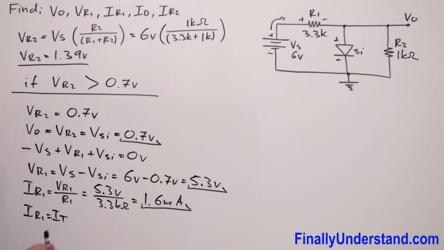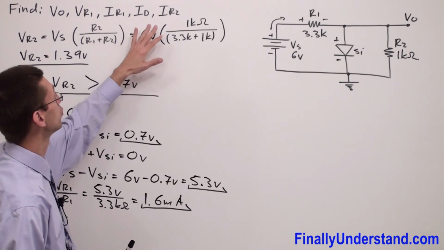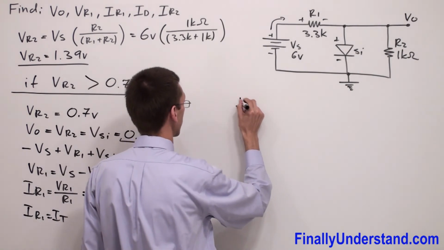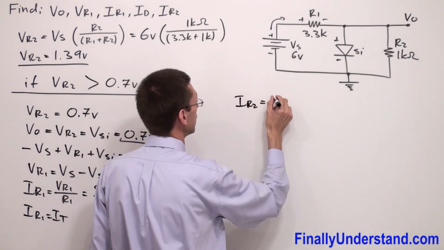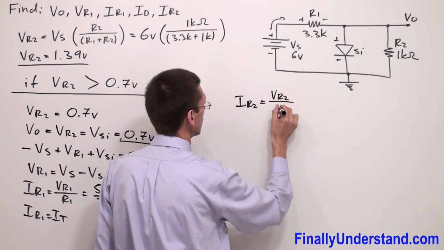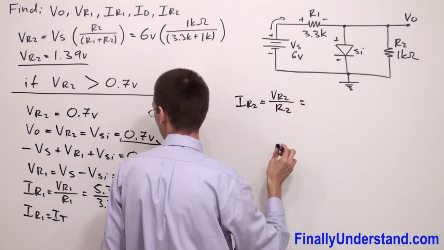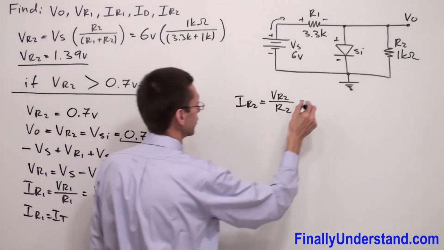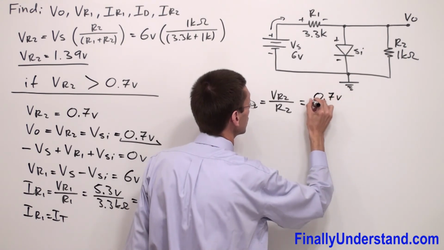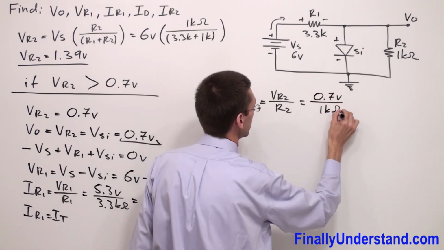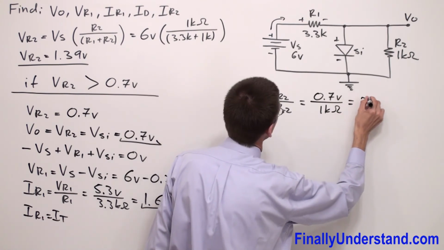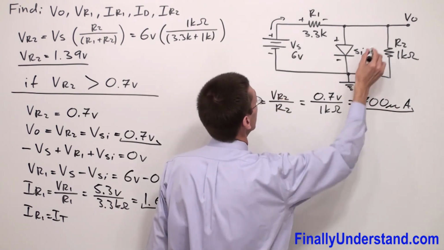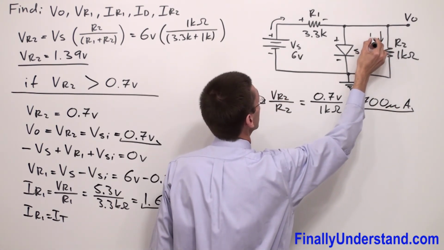Next, we're supposed to find ID. But in order to find ID, you're supposed to first find IR2. IR2 is equal to VR2 over R2. We said that VR2 is equal to 0.7 volts. So I have 0.7 volts divided by 1 kilo ohm, which is equal to 700 microamps. So this is the current IR2.